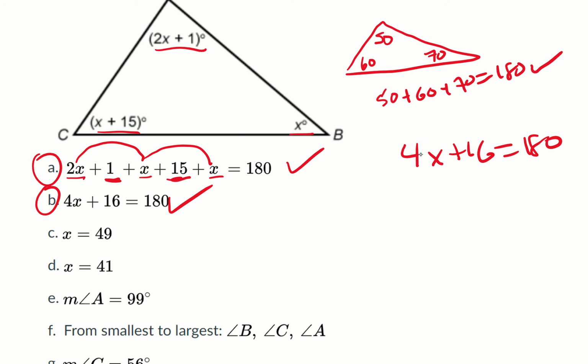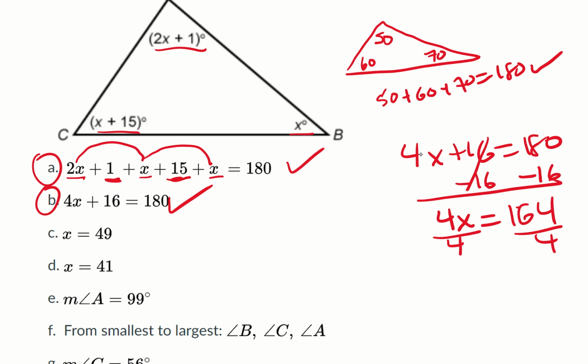X equals 49 or x equals 41. Is that true? Let's solve this and find out. So let's subtract 16 on both sides, and then we can solve for x. So 180 minus 16 is 164. Then we'll divide by 4 on both sides. And that's going to be 41. Okay, so it's definitely not 49. So let's cross that out.